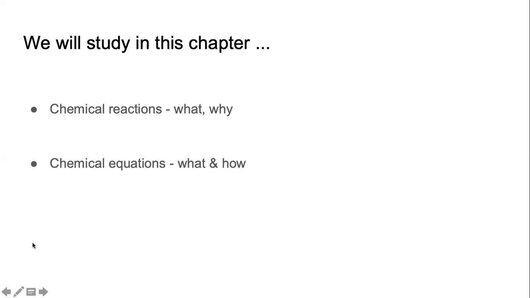But there is much more to this chapter, and that much more is we will study in detail about different types of chemical reactions. We will study what those different types of reactions are, why do they happen, and how do they happen. And when we study these different types of chemical reactions, we will also try to write them in the form of equations, chemical equations. So this is a long chapter.